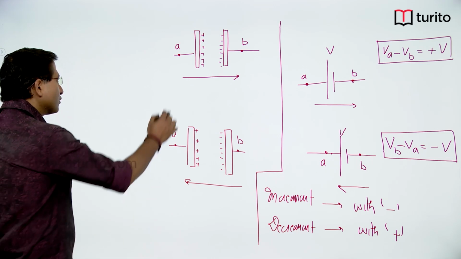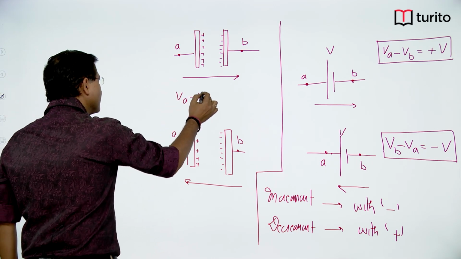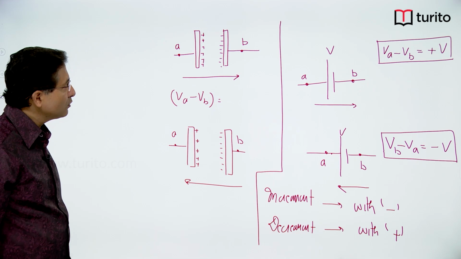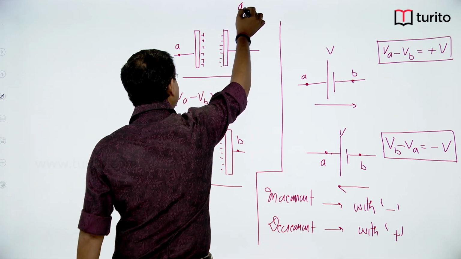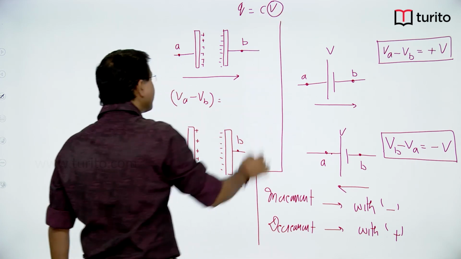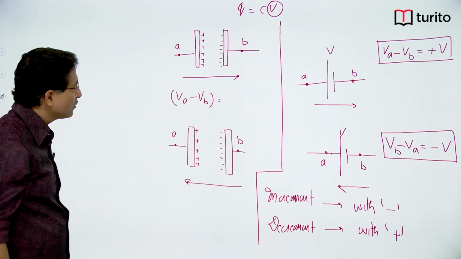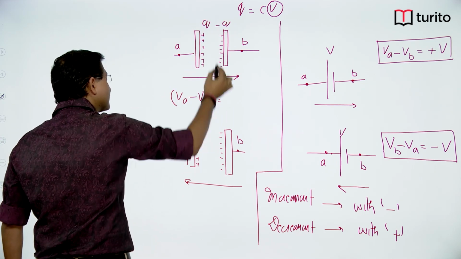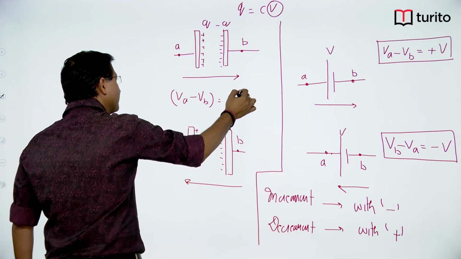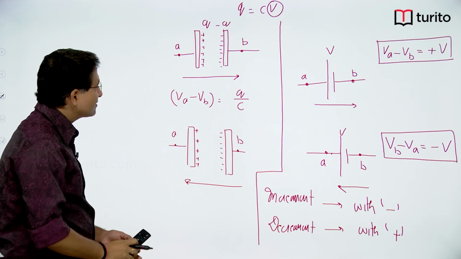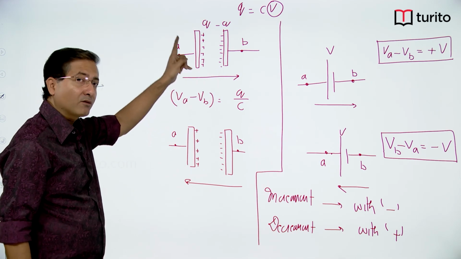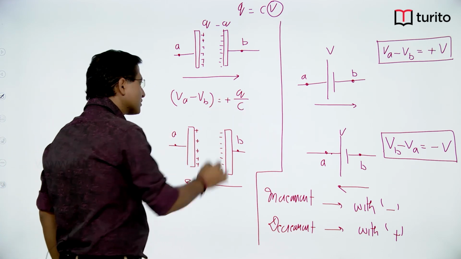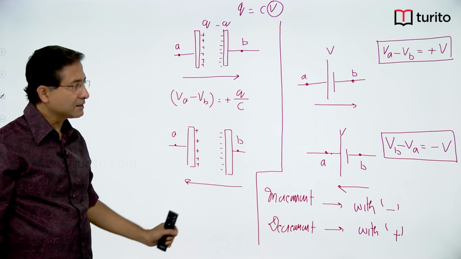In this situation, if I want to write VA minus VB, as we know Q is equal to CV, that means potential difference is charge divided by capacitance. So, whatever charge is on the capacitor, that is the charge on the positive plate, divided by capacitance. As this is a decrement, from higher potential you are going to lower potential, it must be taken with positive sign. I hope you are understanding what I am saying.